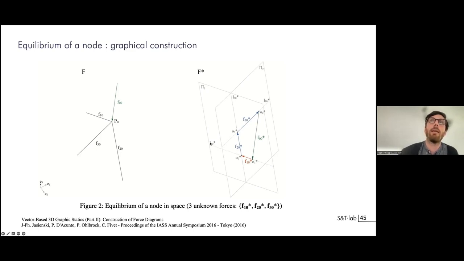And then we build a second plane, which is P2, with F20 that was already in P1, and F30. Then we place this plane, and with the meeting of the planes, it will define the length of the elements, and we can close the cycle. So for this node, you know the length of F10, the magnitude of the force, the length of F20, F30, and the resulting F00.